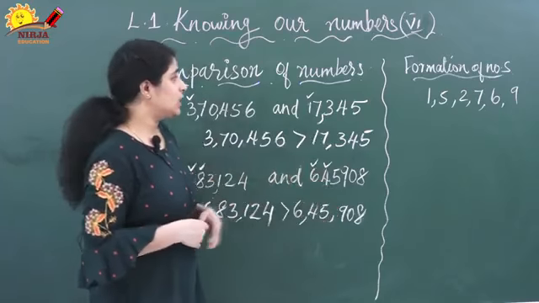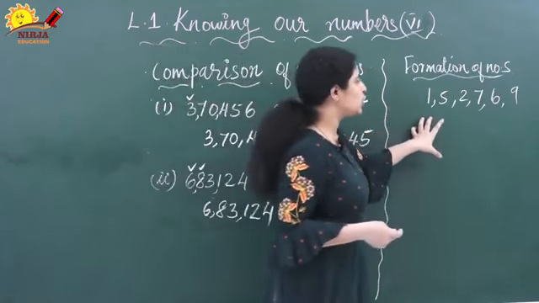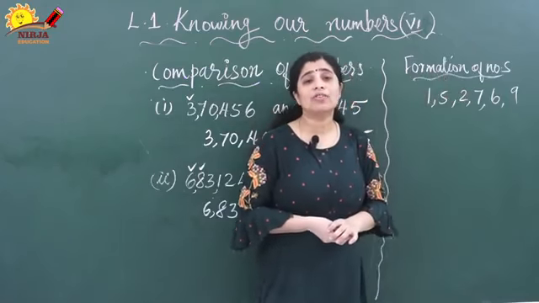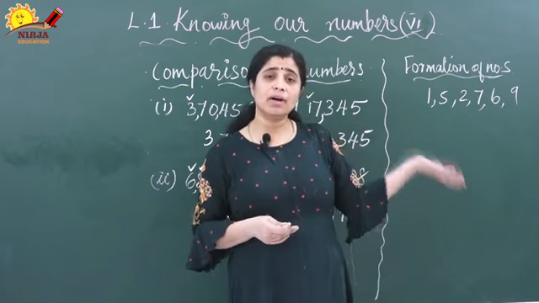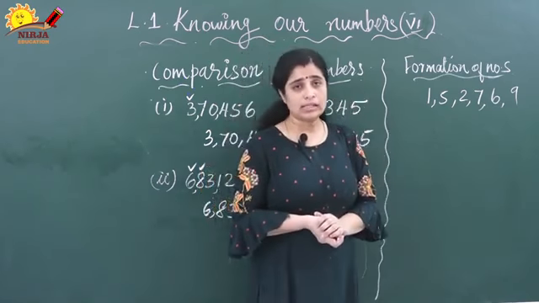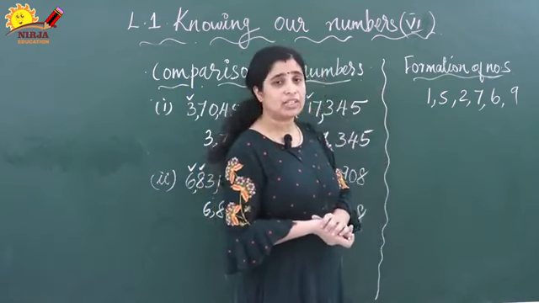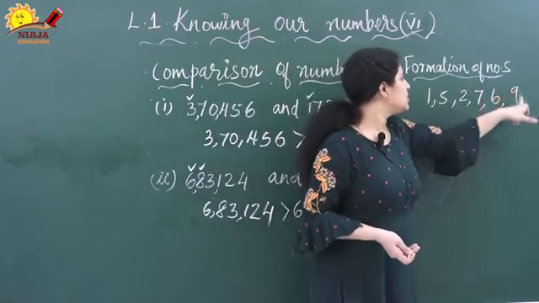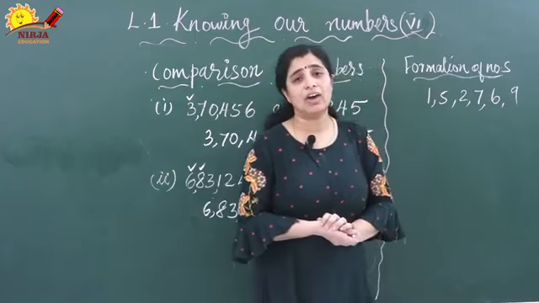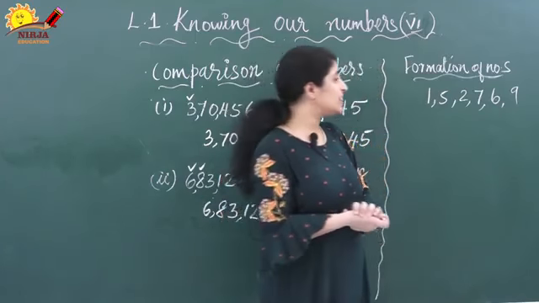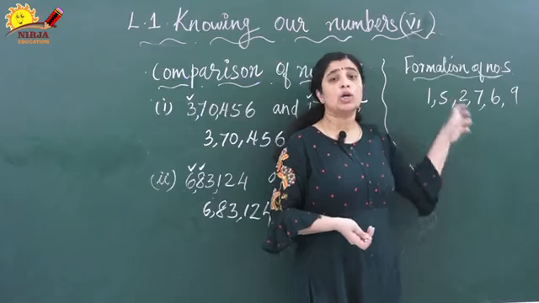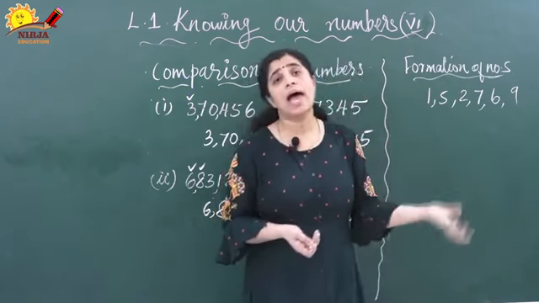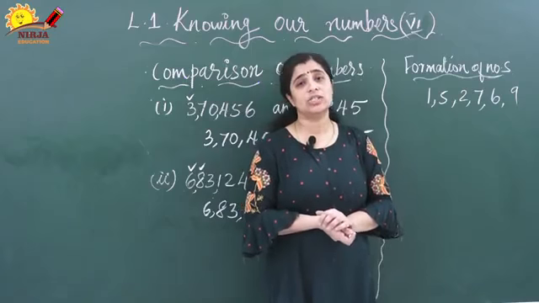Now we will see the formation of the numbers. You have given some digits. Using these digits, you have to form the greatest number and the smallest number. How many digits I have written here? 1, 2, 3, 4, 5, 6. 6 digits I have written here. So using these 6 digits, you have to form the greatest 6 digit number and the smallest 6 digit number.